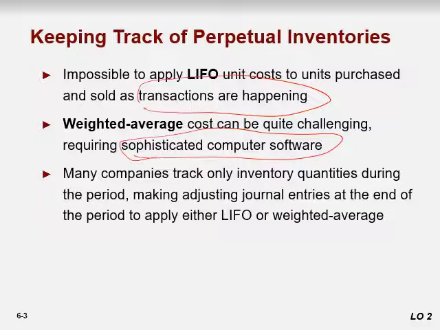Many companies track only inventory quantities during the period, making adjustment entries at the end of the period to apply either LIFO or weighted average. So many companies are not checking the inventory on a daily basis, but after some period. And the period can be different. For some companies, it is the end of the day, end of the week, end of the month, end of the 6 months, quarter, or year.